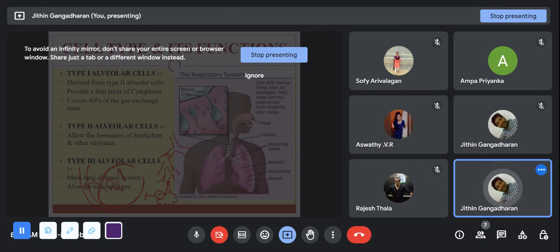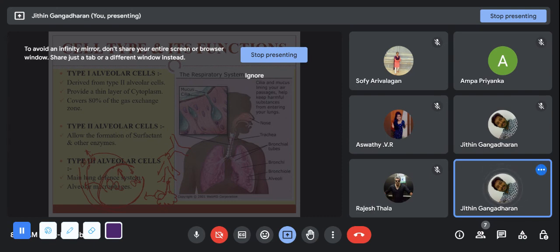Increased pressure of oxygen in the alveoli will cause the movement of oxygen into this capillary system. And there will be an increased pressure of carbon dioxide in the capillaries, and a decreased carbon dioxide in the alveoli. So due to this pressure gradient difference, the carbon dioxide will be moved into the alveolar space. This is how internal respiration takes place.